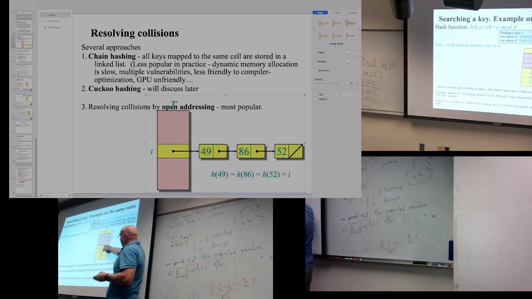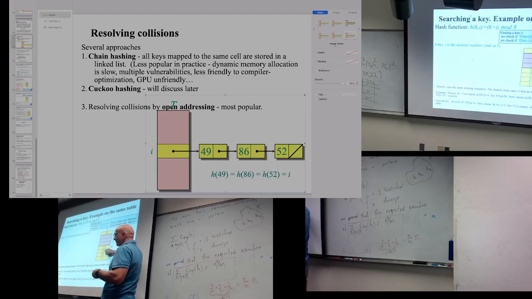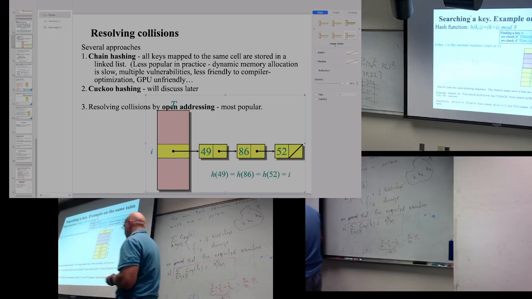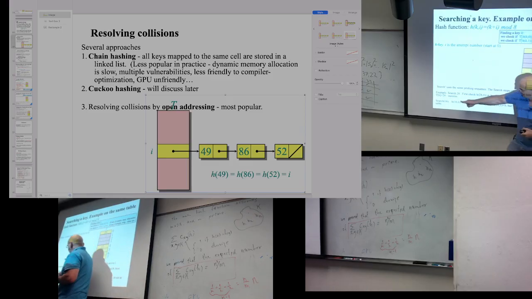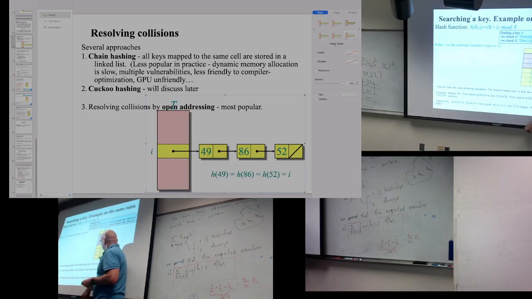So possibly I tried to insert 28, but somebody was living here. What would be the next cell that I'll try? The next cell. So when I'm searching, I'm just following the same path. If I inserted it, I'd try to insert it over here. Not 28 yet. Finally, I found 28, and I'm happy.